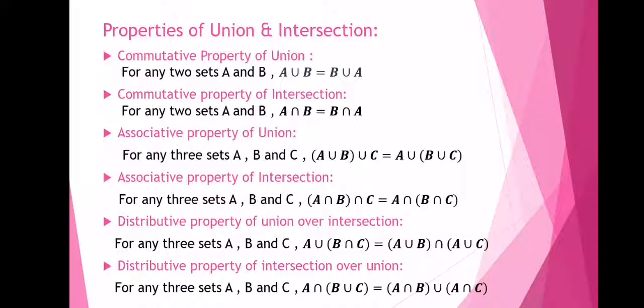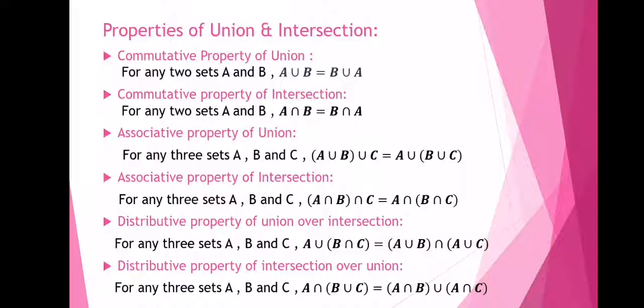Now we will discuss the properties of union and intersection, or the identities belonging to union and intersection of sets, out of which the first property we are going to study is the commutative property of union, and it is for any two sets A and B, A union B is equal to B union A. Here we change the sequence of A and B, and we show that whether A is written first or B is written first, the answer would be the same, since we are finding the union of these two sets. So the commutative property of union is A union B is equal to B union A.